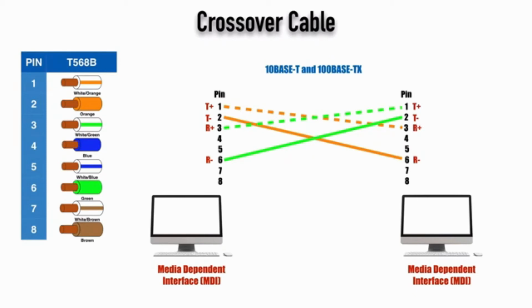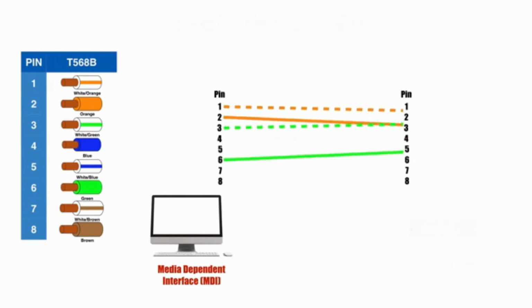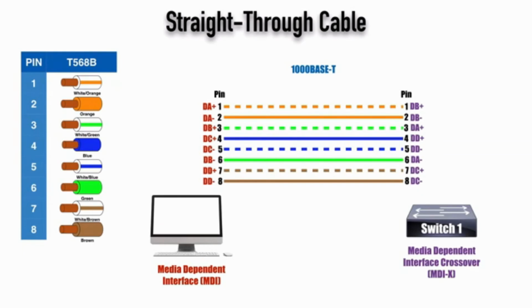However, let's bump the speed up a little bit. Let's say that we're going to move up to a gigabit. We're using 1000BASE-T. Here, we're using all 8 pins, not just 2 pairs; we're using all 4 pairs. And instead of just having one transmit pair and one receive pair, we've got data A and data B and data C and data D. And each of those has polarities. So DA+, that's data A positive. DA-, that's data A negative.